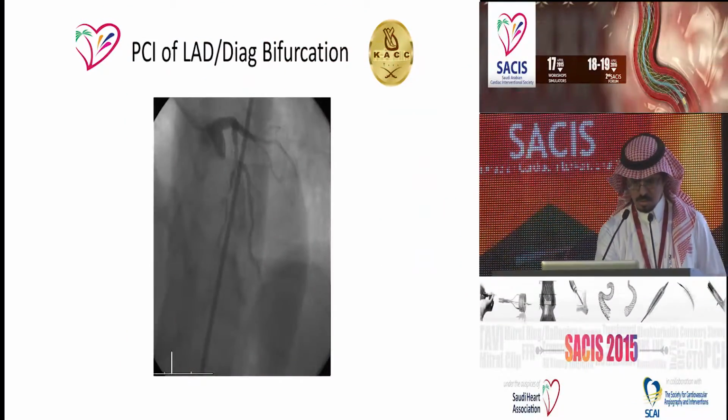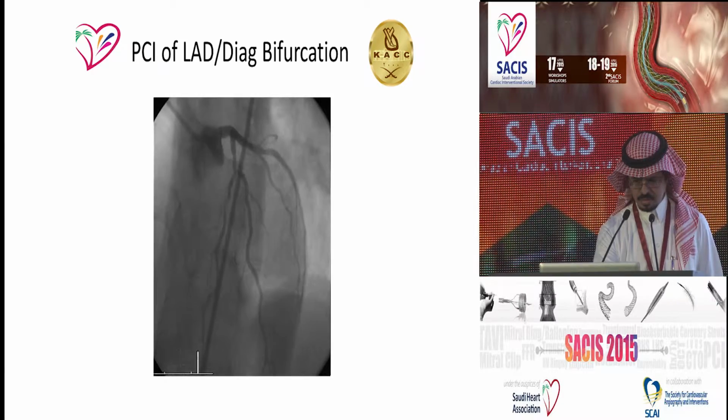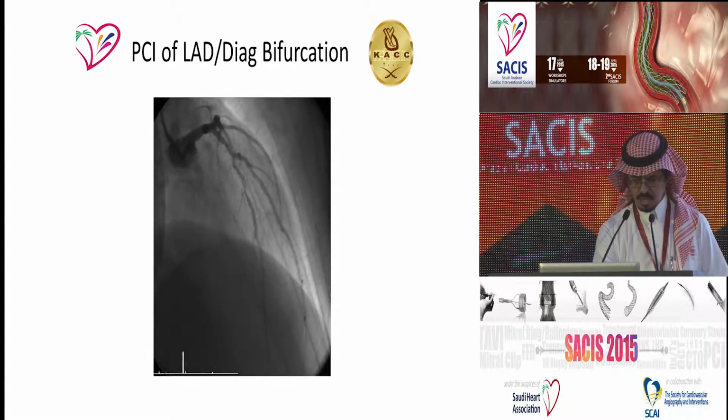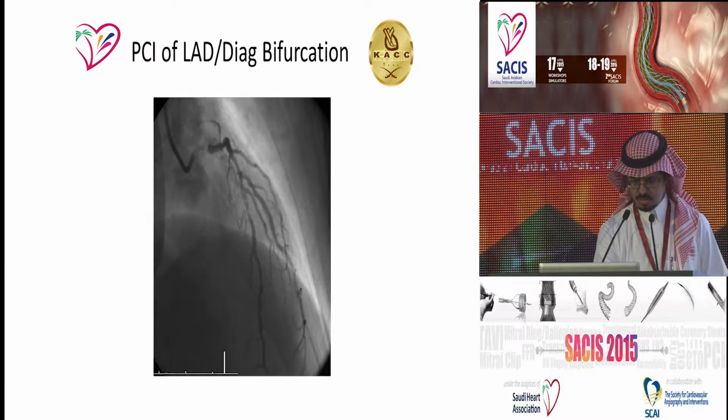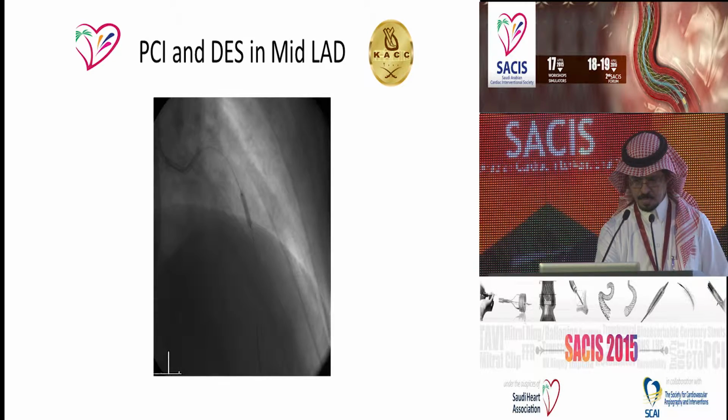Okay, this is the case for people who did not attend the first session early morning. It's a bifurcation, LAD diagonal, and there was a disease in the mid-LAD, very tight. And as I told you, because of the diagonal size, and this is in 2002, I decided to go for a two-stent strategy from the beginning. And this is how I did.